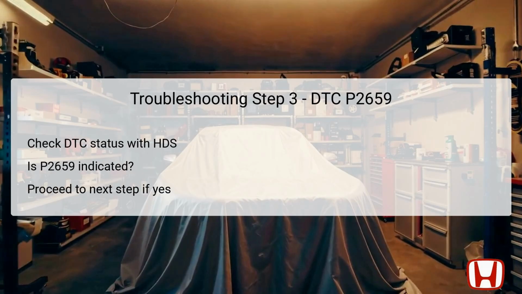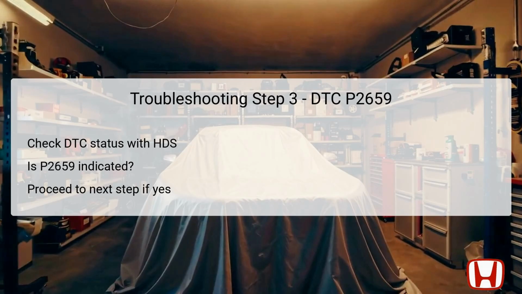After performing the actions outlined in the previous step, the next task is to check the status of DTCs using the Honda Diagnostic System. This is an advanced scanner that retrieves diagnostic information directly from the vehicle's onboard computer. The technician must specifically look for the indication of DTC P2659.